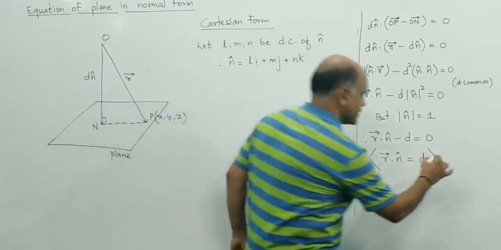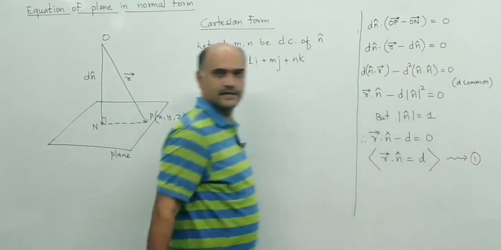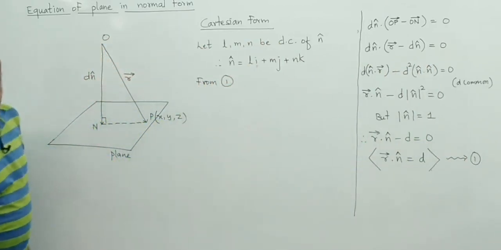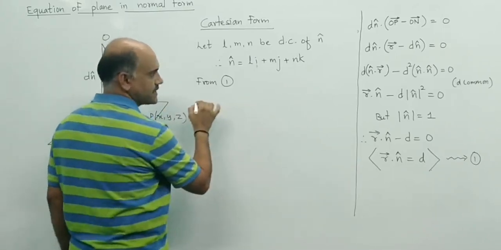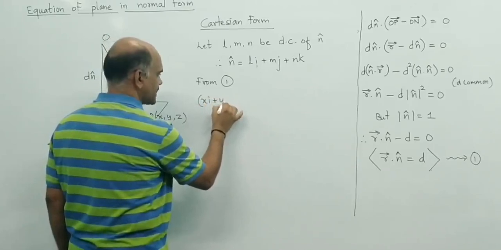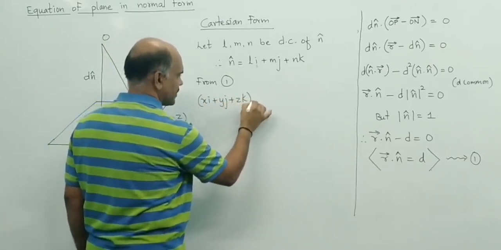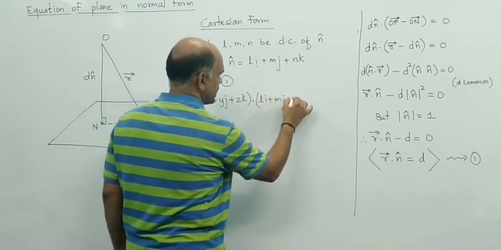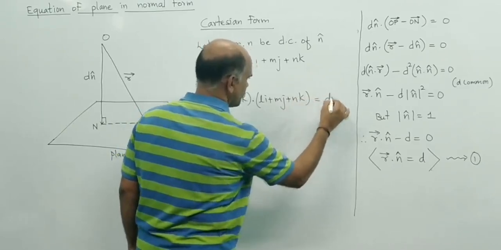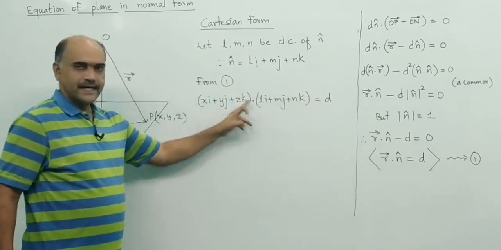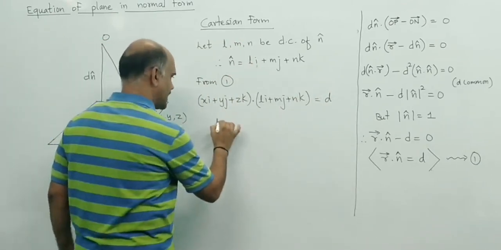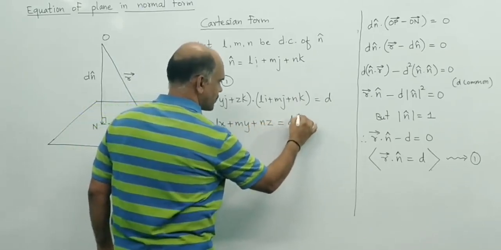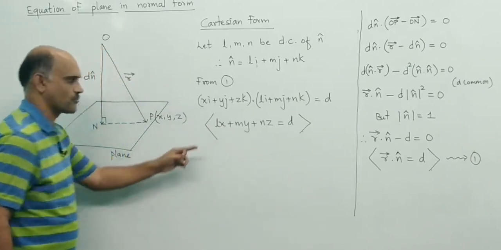Now I will substitute in this, which I will call equation 1. From 1, R is xi plus yj plus zk, dot n cap, which is li plus mj plus nk, is equal to D. Now take the dot product and you will have lx plus my plus nz is equal to D. So this is the Cartesian form of the plane.